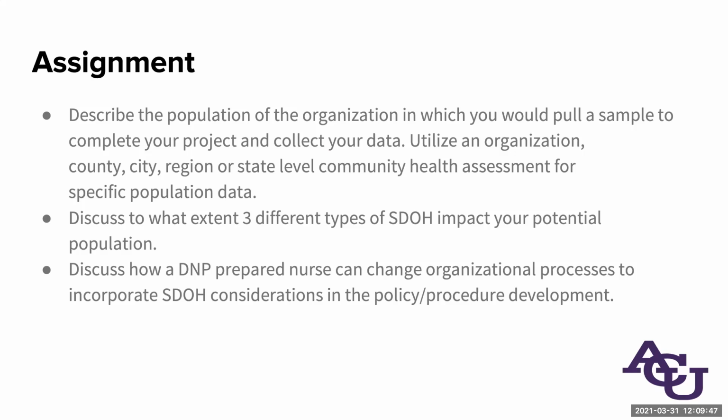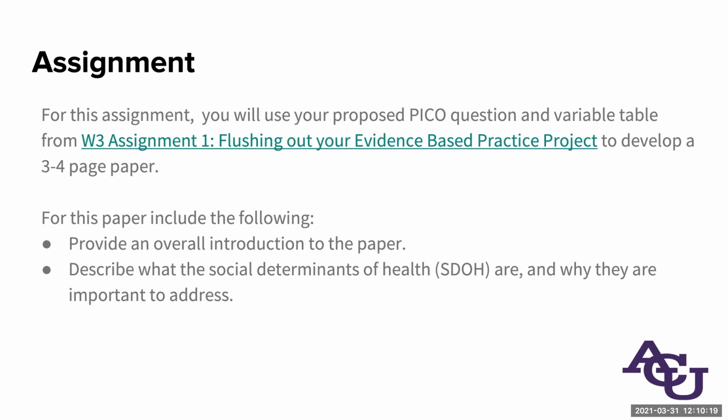What we see here is the prompt: discuss to what extent 3 different types of social determinants of health impact your potential population. So you're being selective. You're picking 3 that you view are important to consider in this particular context. And then discuss how a DNP prepared nurse can change organizational processes to incorporate these considerations in the policy or procedure development.